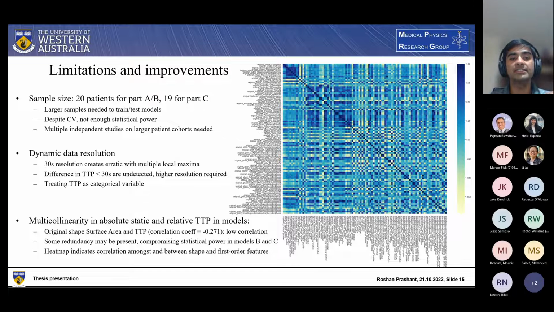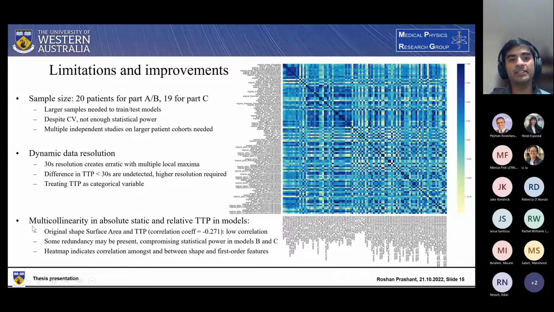And furthermore, differences in TTP of less than 30 seconds were undetected, and so this indicates that a higher resolution was required to identify these. Perhaps also treating TTP as a categorical variable could have assisted in this process, as other studies have set a threshold TTP that separates between early and late, where TTP has just been separated as an early or late variable. So once again, like a binary classifier, 0 and 1. And those studies have demonstrated that later TTP is associated with better patient outcomes.